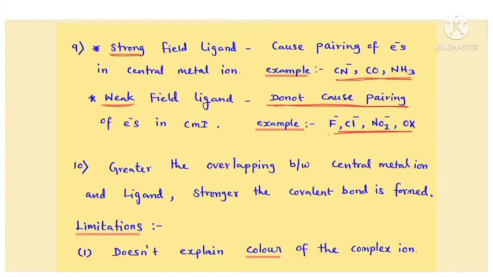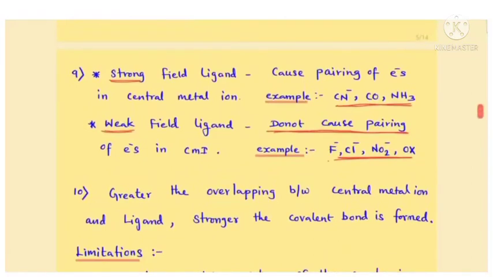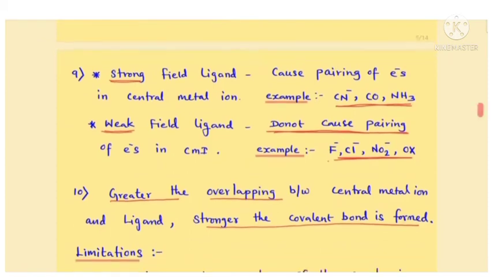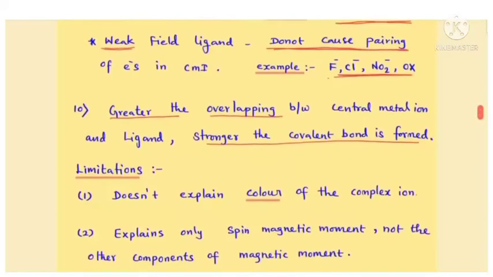Okay, the last point, when a covalent bond between metal and ligand is formed, it takes place with overlapping of the hybrid orbital of the central metal ion and the filled orbital of ligands, isn't it? So if the overlapping between those two orbitals is greater, then a strong covalent bond will be formed between metal and ligand. So for the formation of a strong covalent bond between metal and ligand, the overlapping of orbitals should be maximum, or overlapping should be greater. Okay, right. So these are the various postulates of valence bond theory.